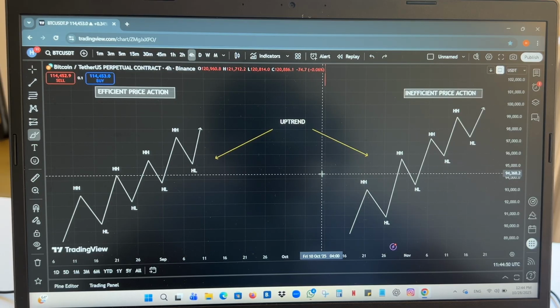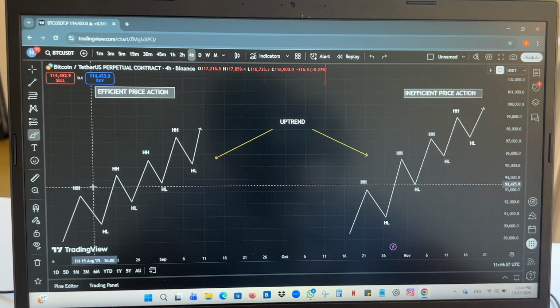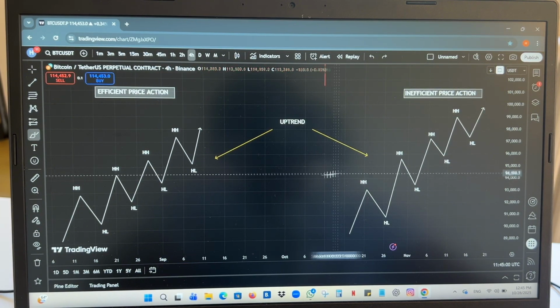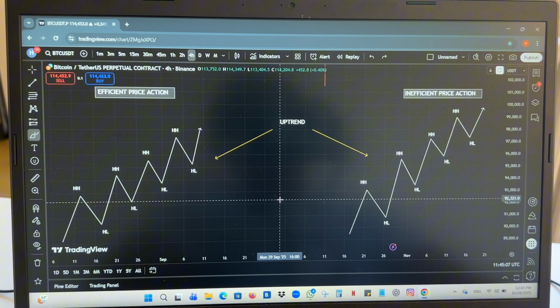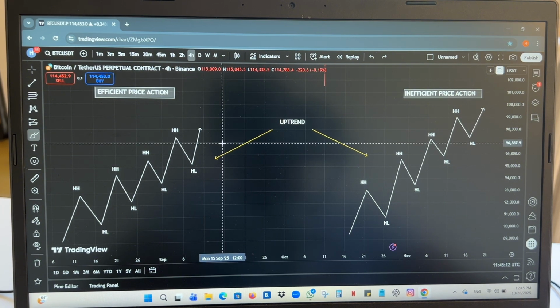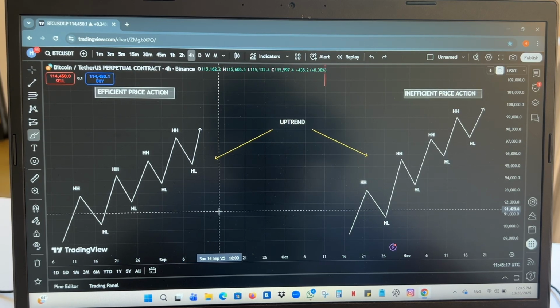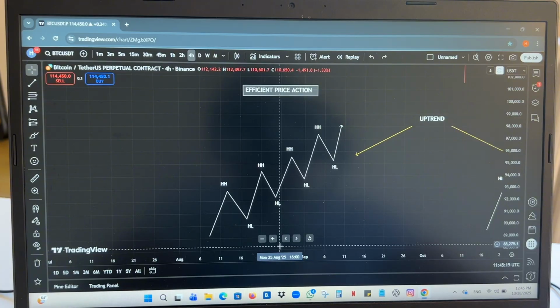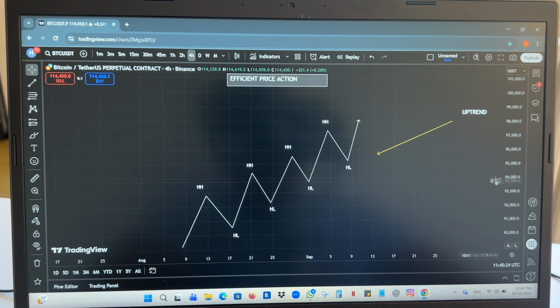In an uptrend, what we identify as an uptrend is if the market is making high highs and high lows. In these two scenarios, both markets are making high highs and high lows, so this is an uptrend scenario. Let's first go to the efficient price action uptrend scenario so it's easy for you to understand, and then we'll dive into the inefficient later.